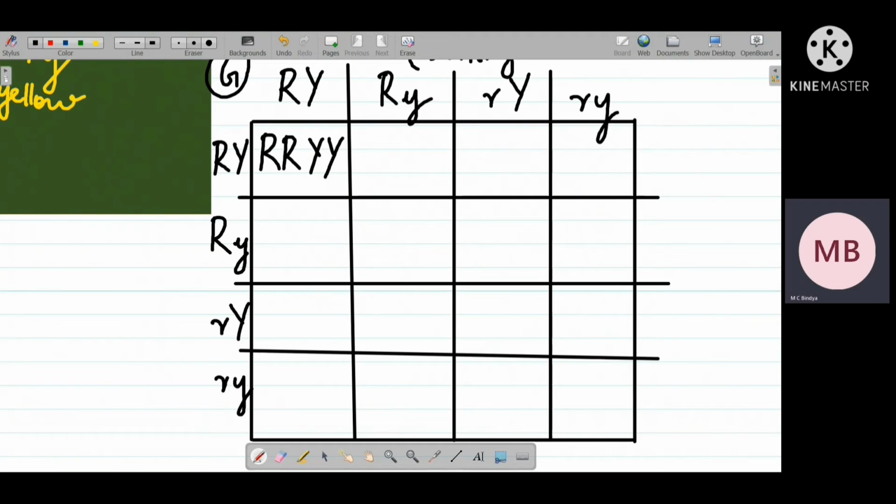Now we get here round yellow. Second we will get round. This is also round yellow. This gamete is crossed with this gamete. In that way, the process continues. And then we have to go to the second row. So all these genotypes, whatever is there inside the Punnett square, they are the genotypes of the offsprings.